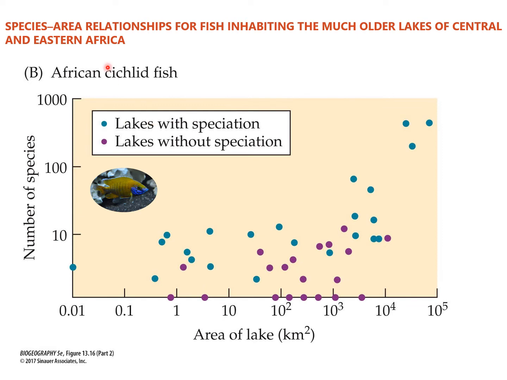Here we're seeing the species area relationships for fish inhabiting the much older lakes of Central and Eastern Africa, so the cichlids. And again, you're seeing they're differentiating here. I'll come back to that, but as the area of the lake increases, so does the number of species. But you have different relationships, whether you're a lake where speciation has occurred or a lake where speciation has not occurred.